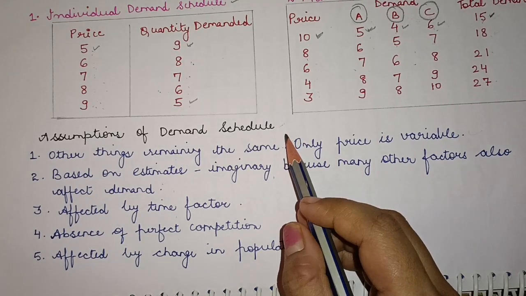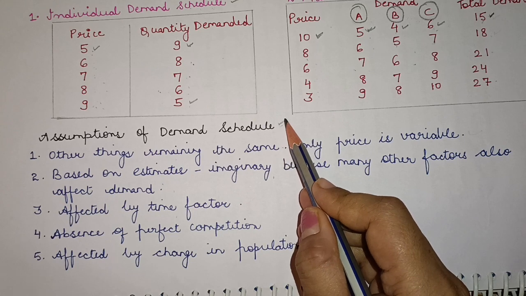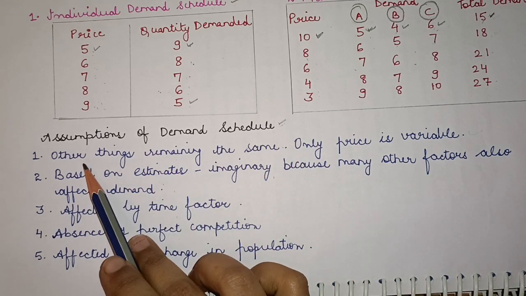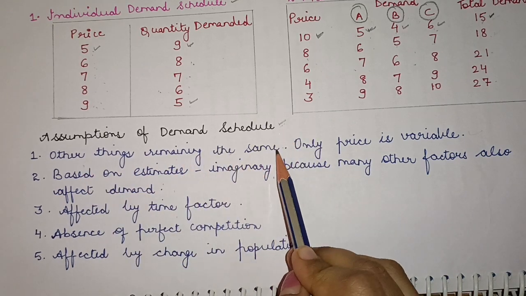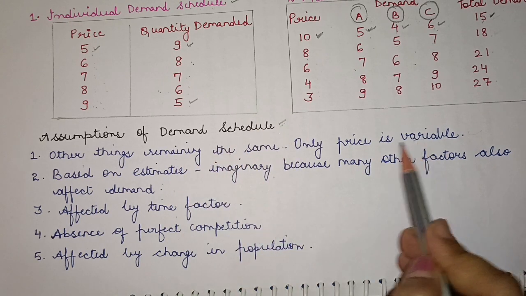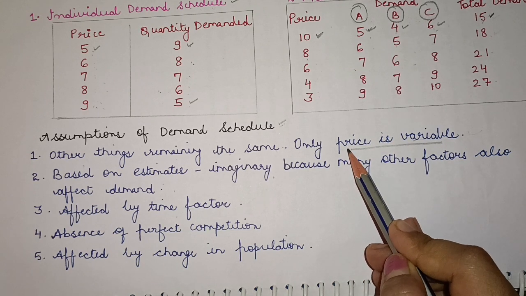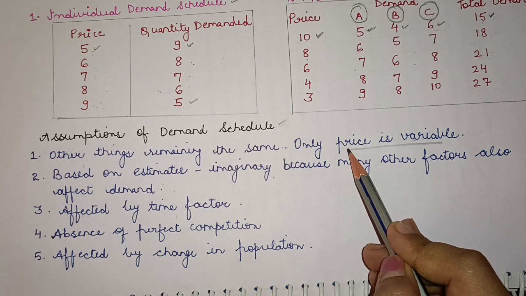However, there is no economic concept which is not based on assumptions. So let's talk about the assumptions of the demand schedule. The first and foremost thing is other things remaining the same. When we talk about the demand schedule, we only consider that price is variable, whereas there are a lot of other factors which we will be studying. They also affect the demand, but they are considered to be constant.